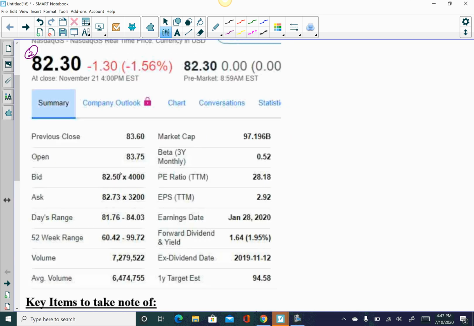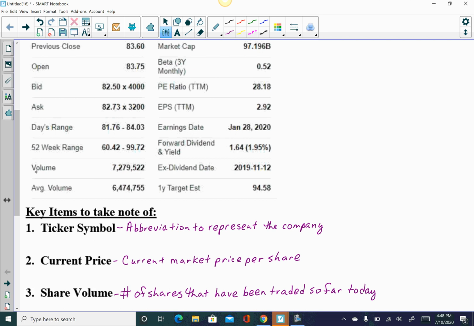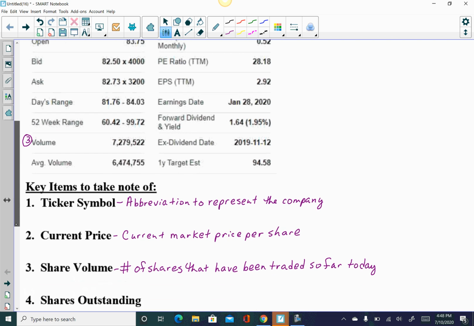All right, your share volume. Share volume is the number of shares that have been traded so far today. If we come back up here, it's down towards the bottom on the left, and it's just represented as volume, but that is your share volume. So here we're talking about 7,279,522 shares that have been traded so far today.